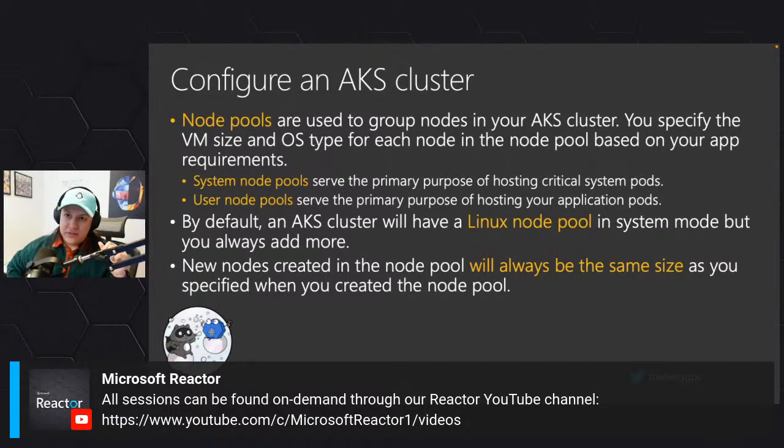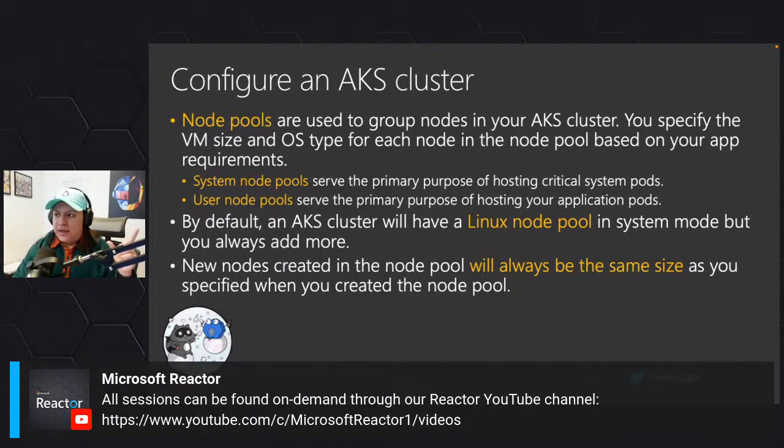One of them is node pools. Node pools are used to group nodes in your AKS cluster. You specify the VM size and the OS type for each node in the node pool based on your app requirements. Node pools are essentially VM scale sets. If you've worked with infrastructure in Azure, you're most likely familiar with VM scale sets enabling you to scale your virtual machines, and you have to set a minimum, maximum, all those kinds of things. So under the hood, AKS node pools are scale sets. It's, I guess, a little fun fact for you.